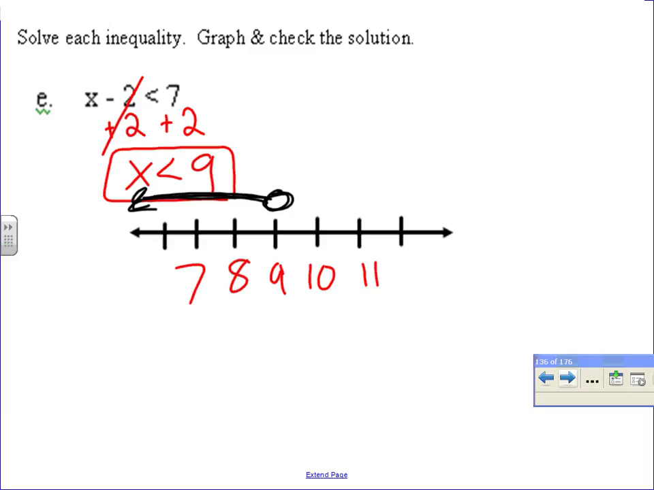There are many solutions here. 7 is a solution. 5 is a solution. Negative 1,000 is a solution. We could keep going. This is the solution of the inequality, but x can be a lot of things. If we plugged in, let's say 7 to this inequality, 7 is a solution, so that would make this true. 7 minus 2 is 5. 5 is less than 7. Doug.